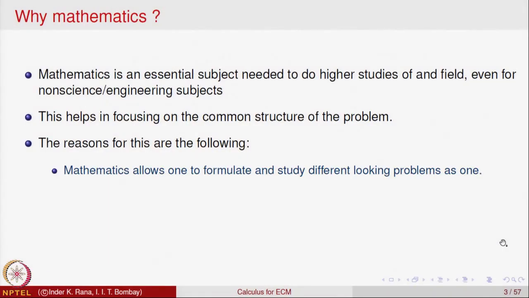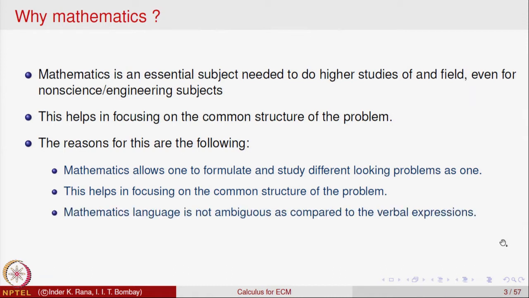And the reason for that is the following: mathematics allows one to formulate and study different looking problems as one. So, one studies the mathematical problem and then applies it to the various fields. We will give you examples later. I am just trying to give you a broader view of the topic. This helps in focusing on the common structure of the problem, what is the problem and how does one analyze it. And mathematical language is not ambiguous as compared to verbal expressions.